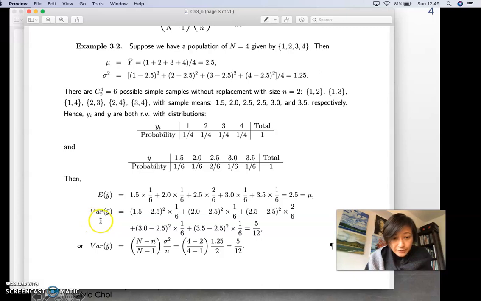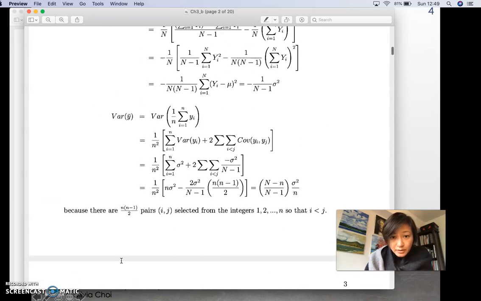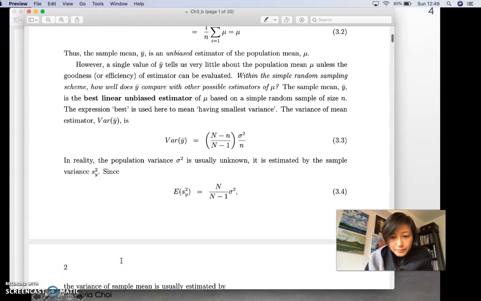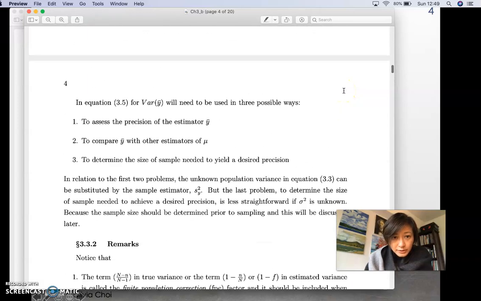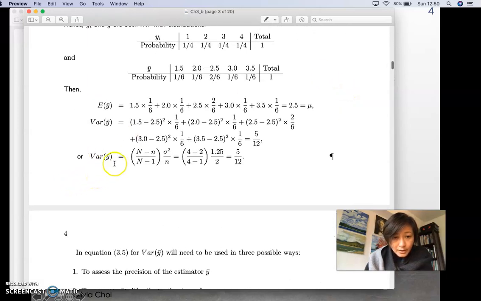And how do we calculate the variance of y bar? We can calculate it directly, which equals 5 over 12. Or, since we learned formula 3.3, we can substitute: the variance of y bar equals the finite population correction factor multiplied by the true variance of the population divided by n, which gives the same answer, 5 over 12.